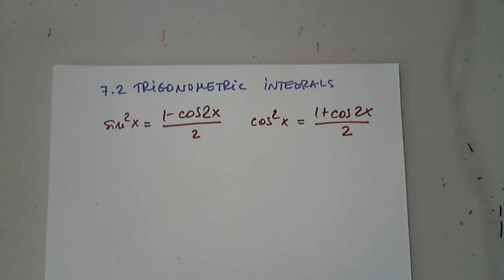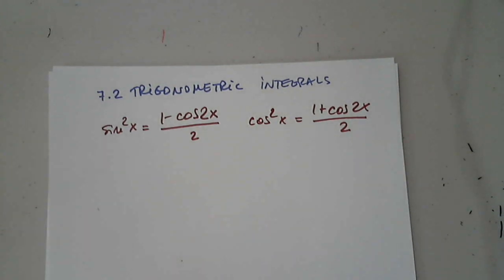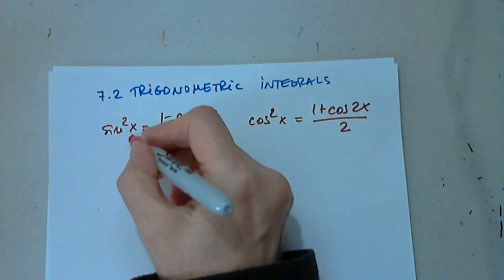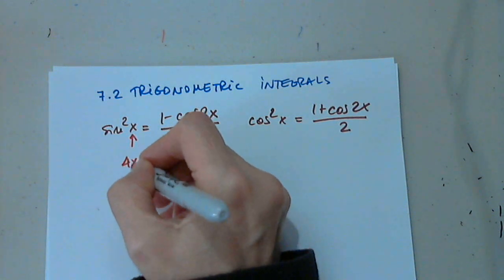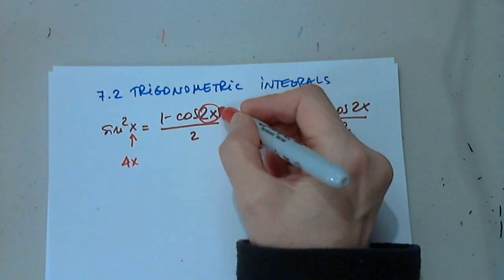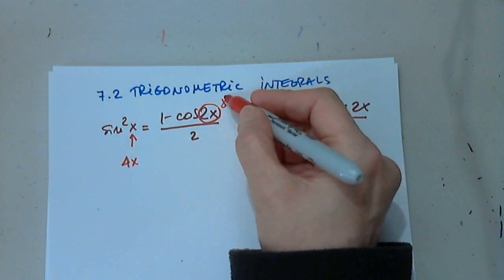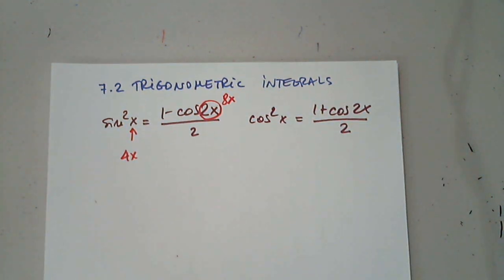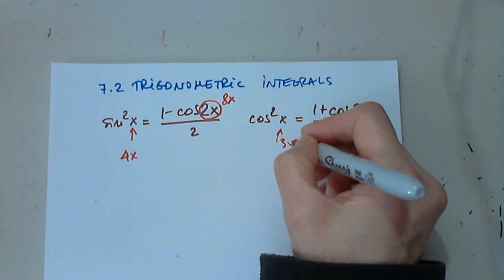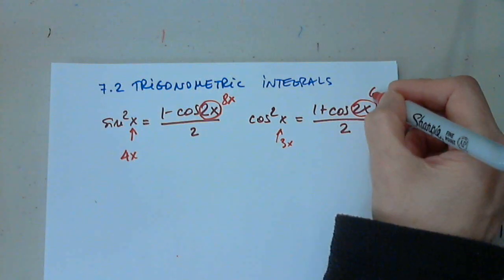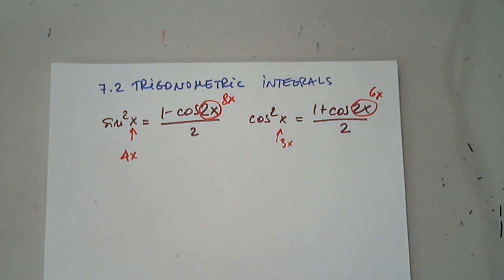Now, these are dynamic in the sense that if this is, let's say, 4x, this will be multiplied by 2, so this will be 8x, and so on and so forth. If this happens to be 3x, obviously this will be 6x, and so on and so forth.